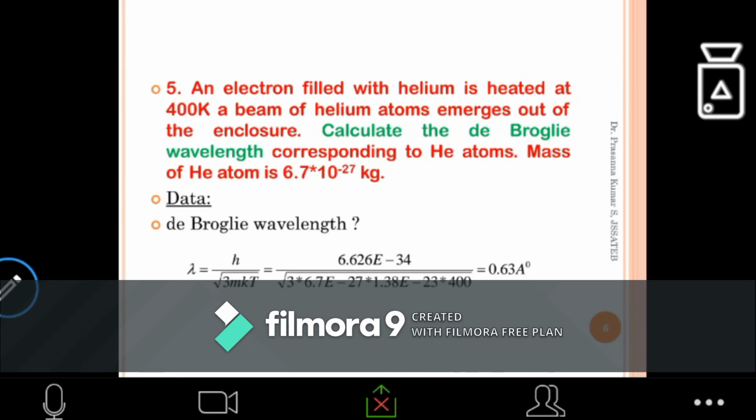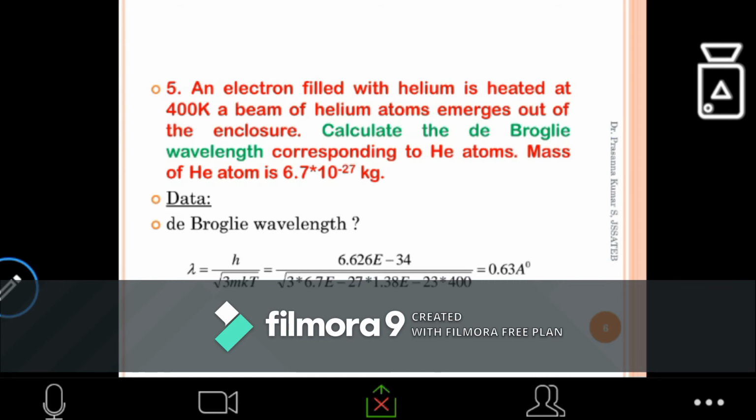An enclosure filled with helium is heated at 400 K. A beam of helium atoms emerges out of the enclosure. Calculate the de Broglie wavelength corresponding to the helium atoms, given the mass of the helium atom is 6.7 into 10 to the power of minus 27 kg. See here, the kinetic theory of gases is considered. You can note down the energy of the helium atoms in the kinetic theory of gases.